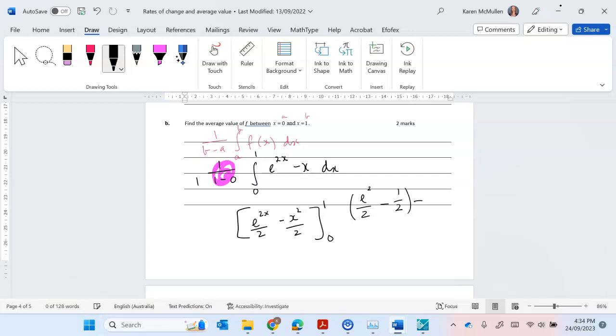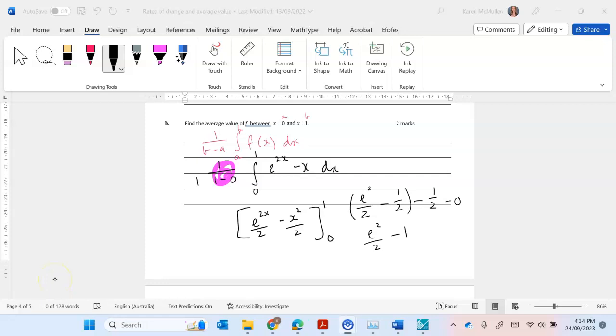And then we're going to substitute in the 0. So e to the power of 0 is 1, so we're going to have 1/2 and then 0. So 0 squared is 0. I'm just going to put it there for funsies. Okay, so we've got e to the power of 2 minus 1/2 minus another 1/2, so minus 1. You could put that all on the same denominator, but leaving it like that is perfectly fine.